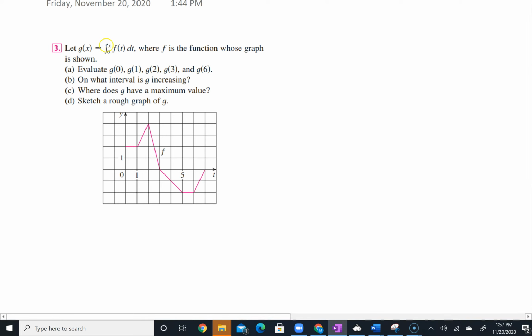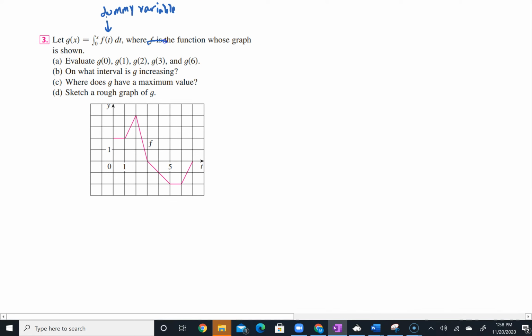But look, we've got g of x is equal to this integral from 0 to x of f of t dt. This right here, of course, is what we'd call our dummy variable. And we're using that dummy variable because if we had everything with an x, then inside of the integral, we'd have to have that being the same numerical value. So look, I'd like for us to just see that f is the function that is graphed down below here. And we're going to jump in and just take a look.